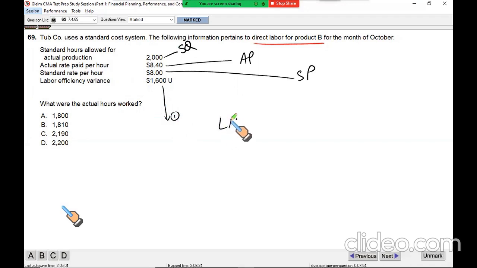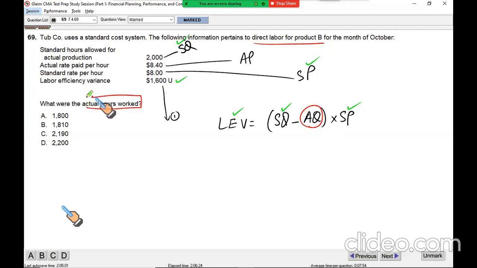Labor efficiency variance, we know, is equal to standard quantity of hours we should have worked minus actual quantity of hours we actually worked multiplied by the standard price. We should have three things out of these four in this formula. Do we have labor efficiency variance? Yes. Do we have standard quantity? Yes. Do we have standard price? Yes. What we don't have is the actual quantity, and that is what we need to find out.